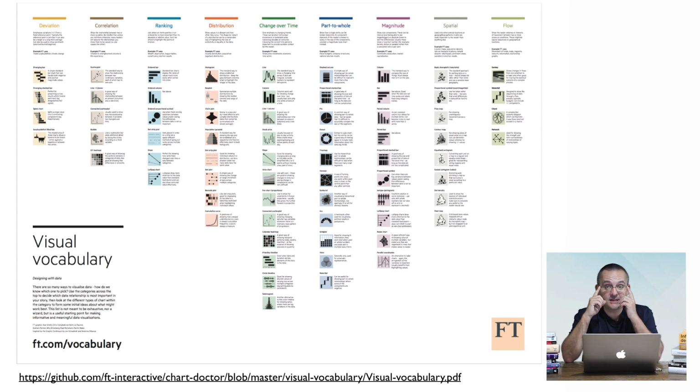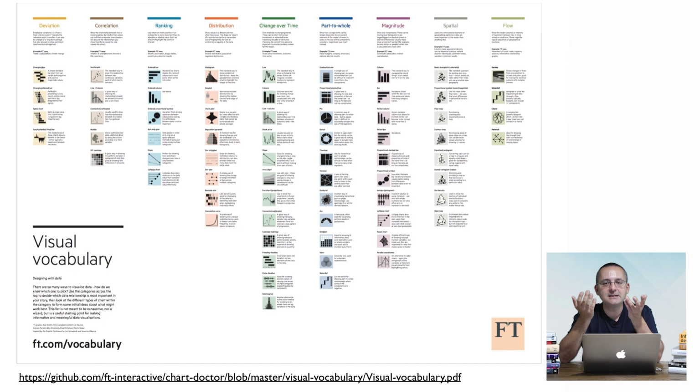Another resource is the Visual Vocabulary, which you can find online. The Visual Vocabulary is a huge poster in PDF format designed by the graphics department at the Financial Times. The Financial Times is another organization that produces fantastic data visualization on a regular basis, so I would recommend that you follow them closely because their charts are amazing.